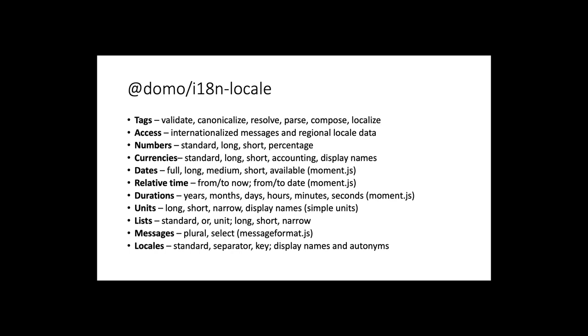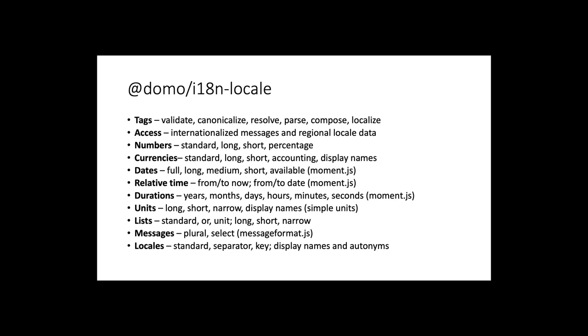Units have long, short, and narrow formats, while list formatting combines these formats with and, or, and unit types of lists. Finally, locale names can be formatted in standard, separator, and key formats, and these formats work with both the current locale display names and the specified locale autonyms. The framework can parse standard decimals and standard dates, and it supports all the input formats moment.js does.